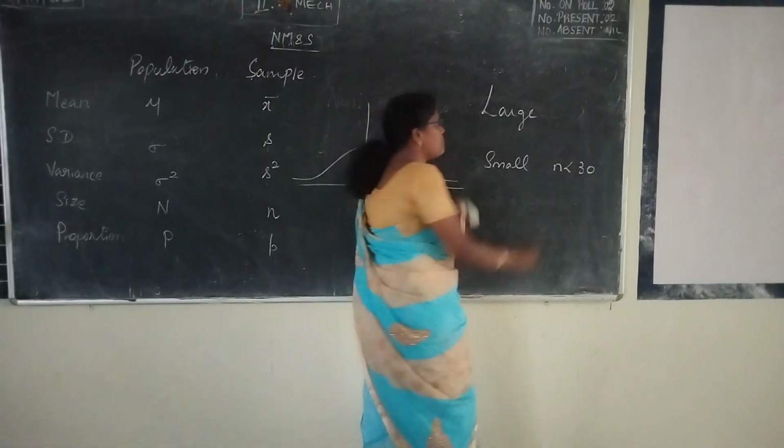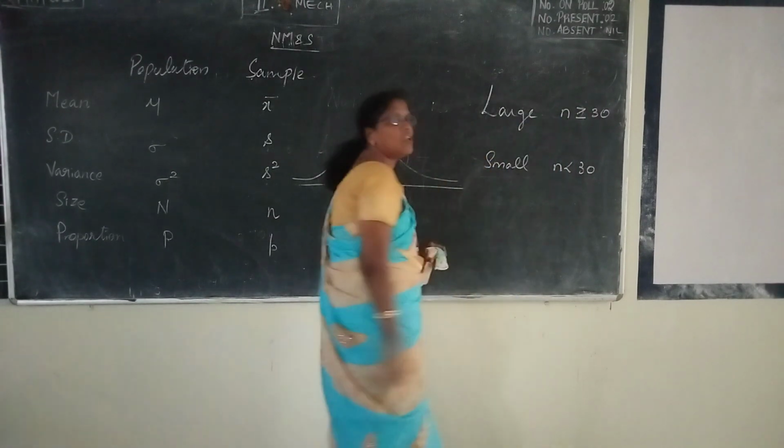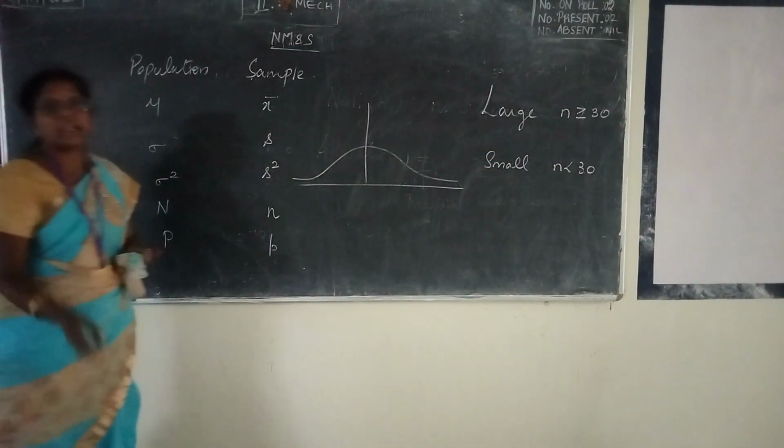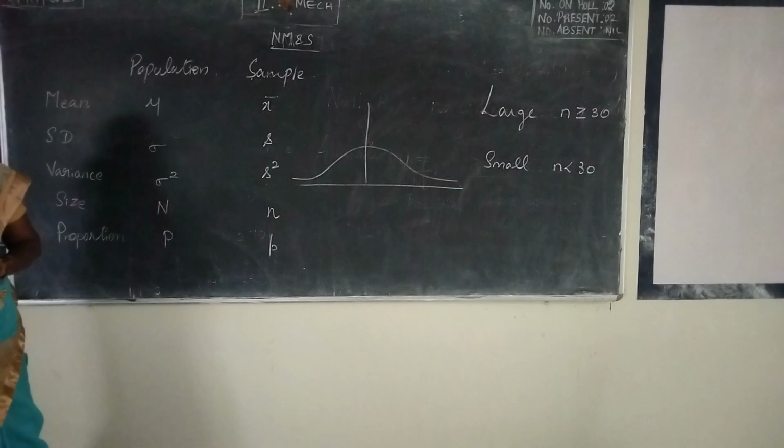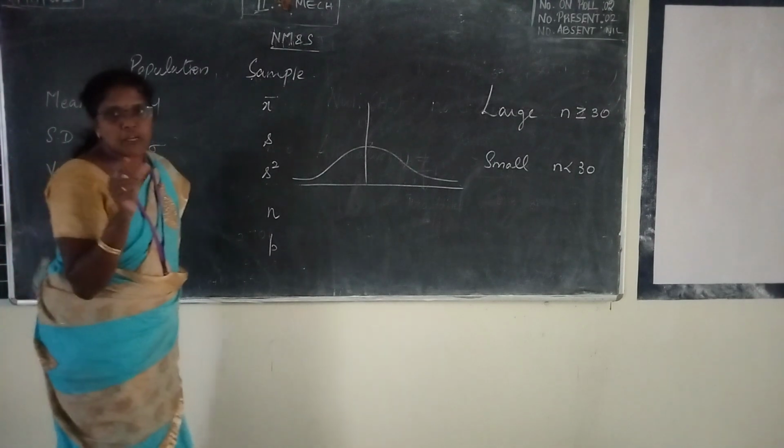Okay, if the sample size is greater than or equal to 30, it is called a large sample. Remember this. You have to identify whether the given data is large or small. If the sample size is less than 30, it is a small sample. If it is greater than or equal to 30, it becomes a large sample. Now we have discussed what the rejection part is.